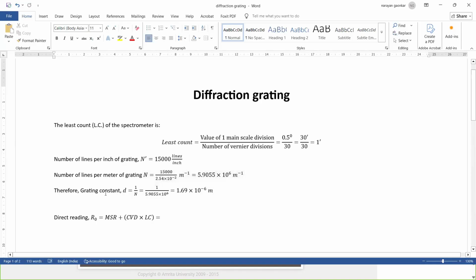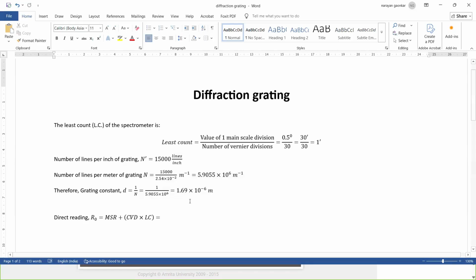Therefore, the grating constant is given by reciprocal of number of lines per meter of the grating, and that gives you the value of 1.69 micrometer, 10 to the power minus 6 meter, that is micrometer. This is the grating constant that gives you the width of one slit and one opaque portion. That is A plus B, where A is the slit width, B is the separation between the successive slits. So once you get the value of least count, 1 minute, and the value of grating constant, that it comes out to be 1.69 micrometer.